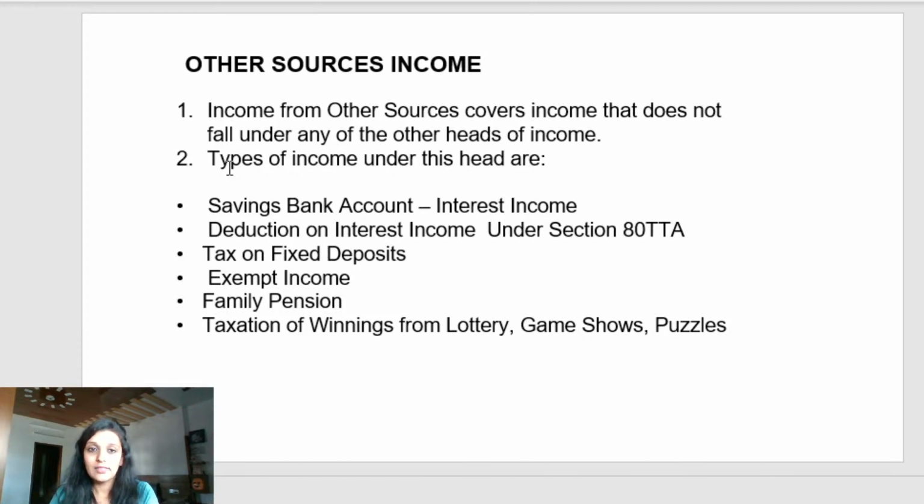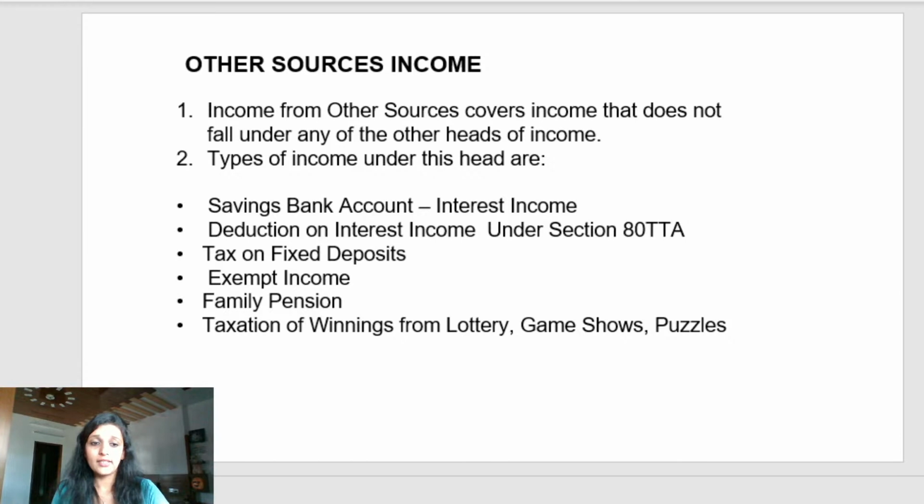Now, the incomes which come under the income from other sources head are, first, savings bank account interest income. As we discussed earlier, if you are less than 60 years of age and you have interest income, then you will get a deduction up to rupees 10,000 in a financial year under section 80TTA. The deduction is allowed on the interest income which you earned from a savings account with a bank, or a savings account with a cooperative society carrying on the business of banking, or a savings account with the post office.